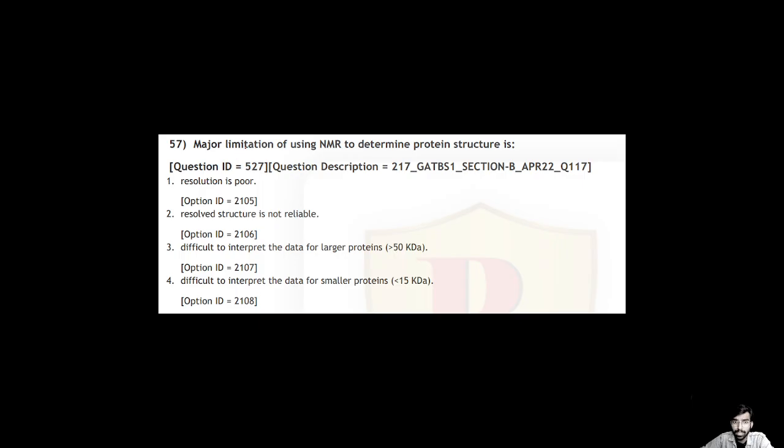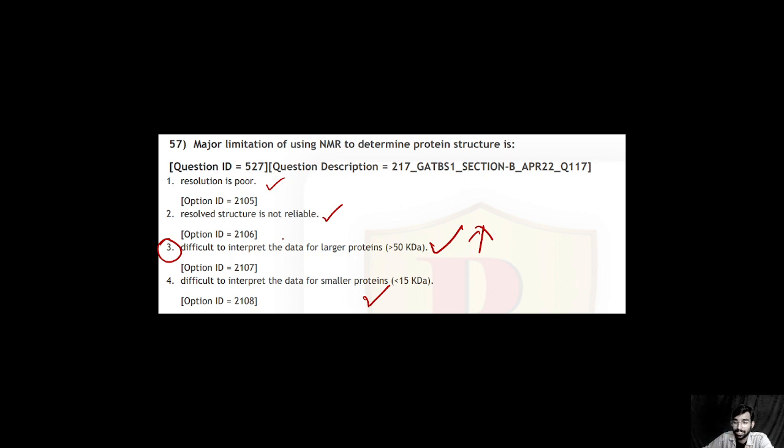Now, the major limitation of using NMR to determine protein structure: resolution is poor? It's not exactly true. Resolved structure is not reliable? No, you can rely on the structure. Difficult to interpret the data for larger protein? Yes. Difficult to interpret data for smaller protein? No, there is no difficulty. So the exact answer is 3. We already discussed that for larger proteins it's quite impossible to solve the structure through NMR because of the huge spectral data.